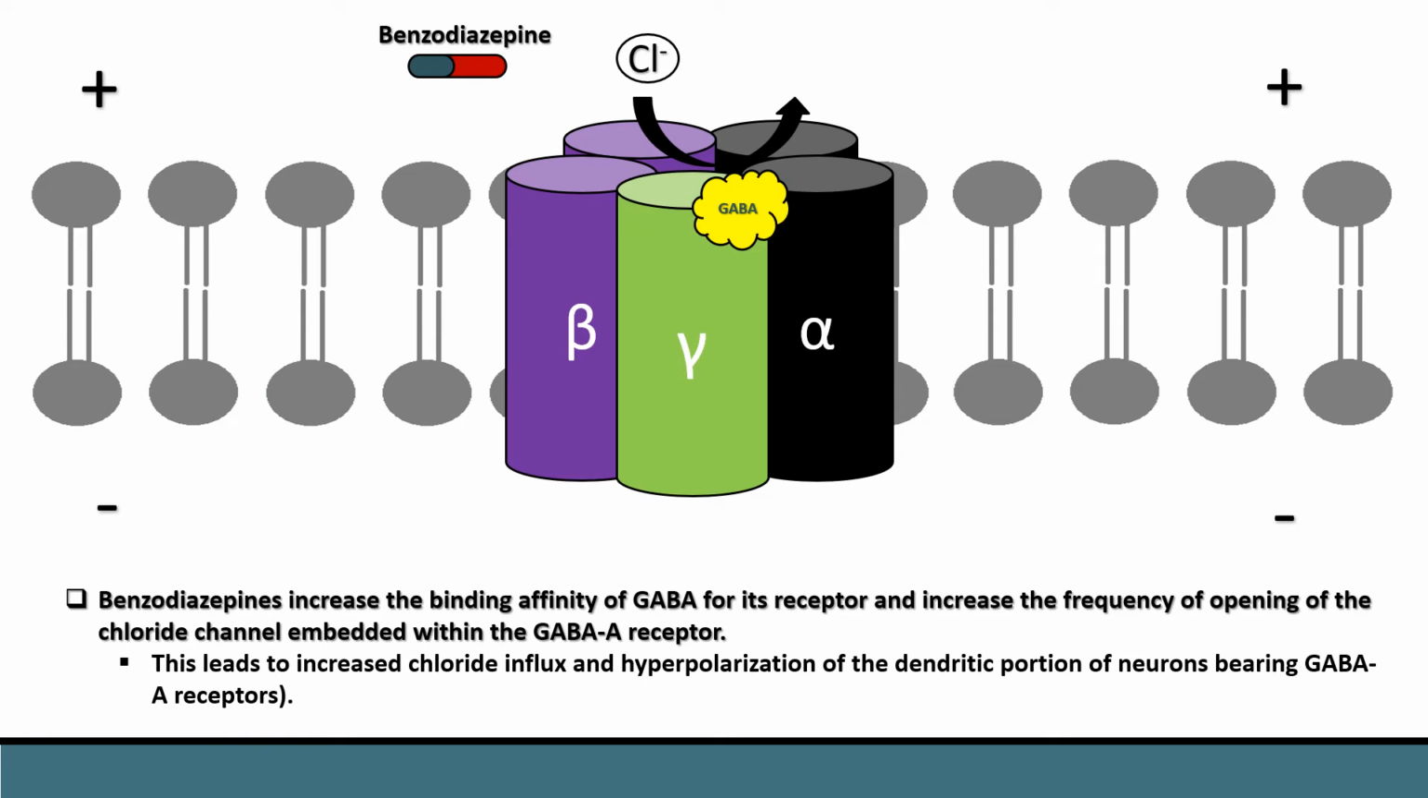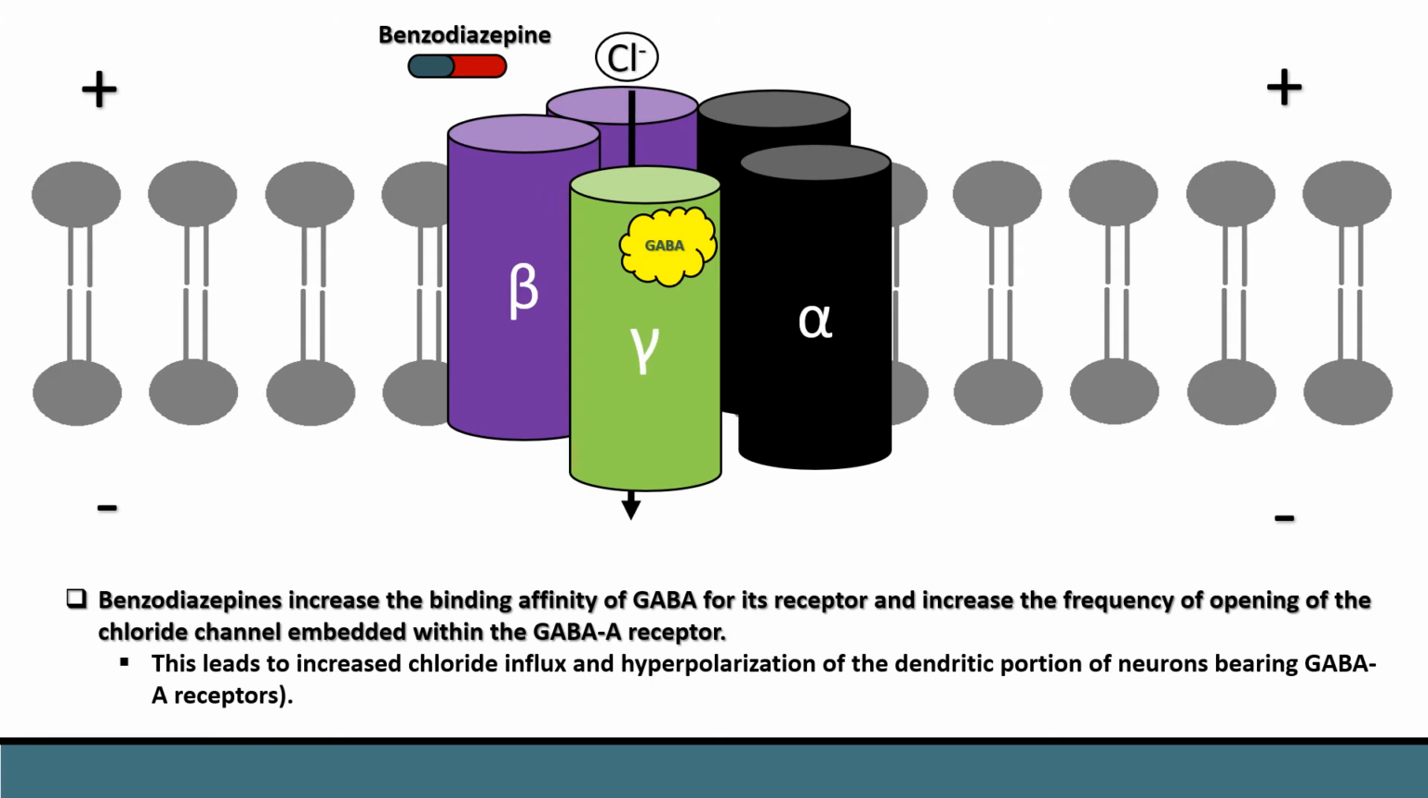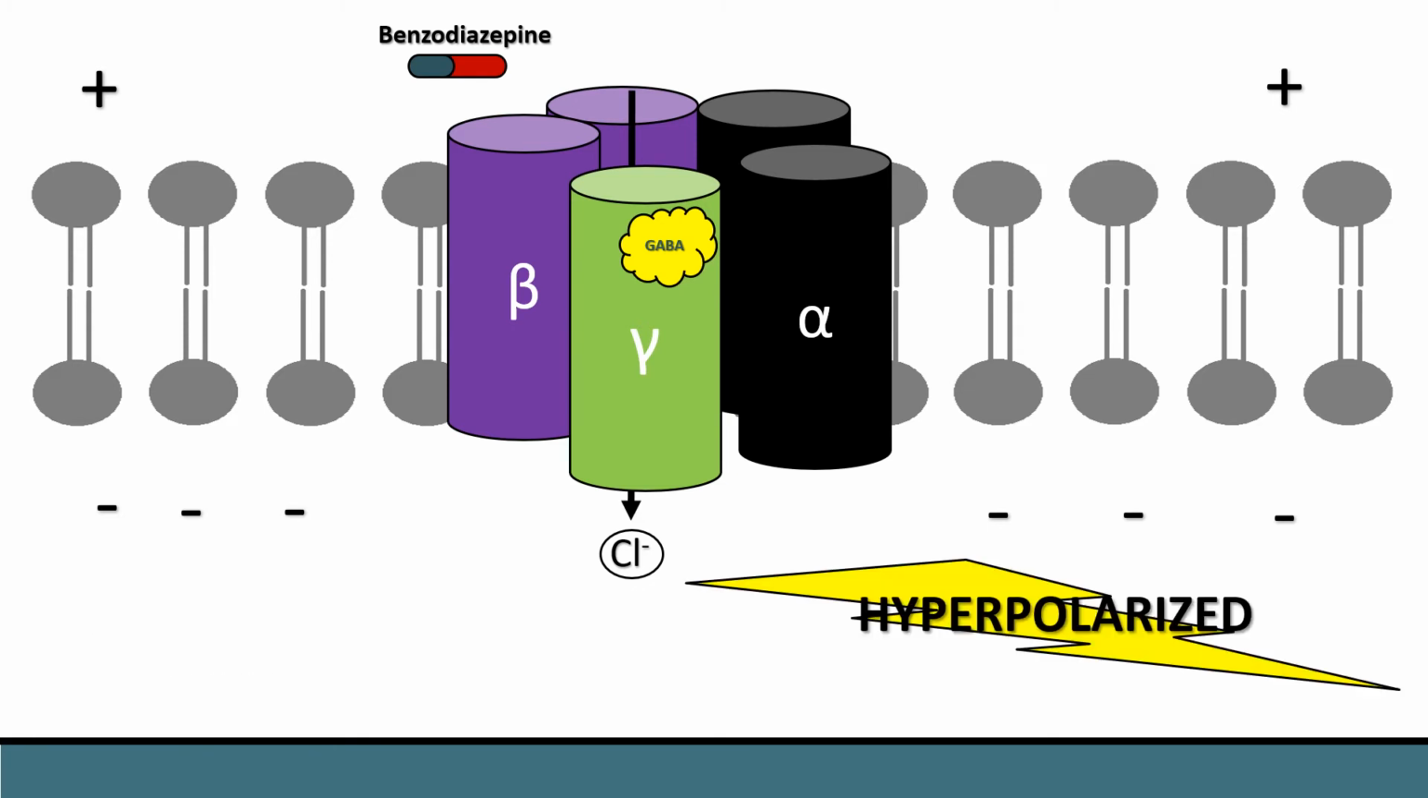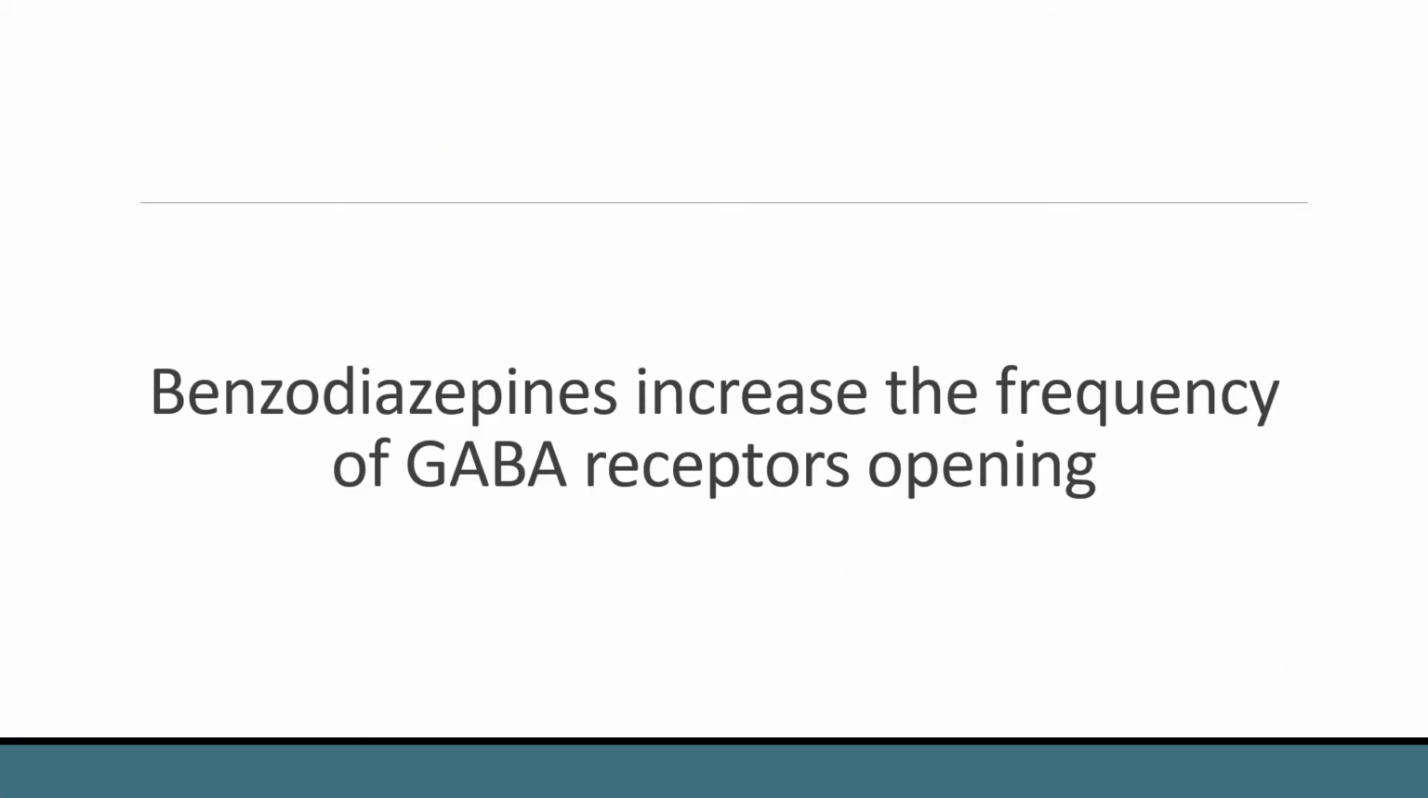This is the GABA receptor binding. I'm sorry, this is the GABA molecule binding to the gamma subunit of the GABA receptor. It opens up. Chloride comes in. There's a bunch of negative charge inside now. And bam, it's hyperpolarized. So benzodiazepines increase the frequency of GABA receptors opening, which means that more chloride can come in, and the neuron can be hyperpolarized.